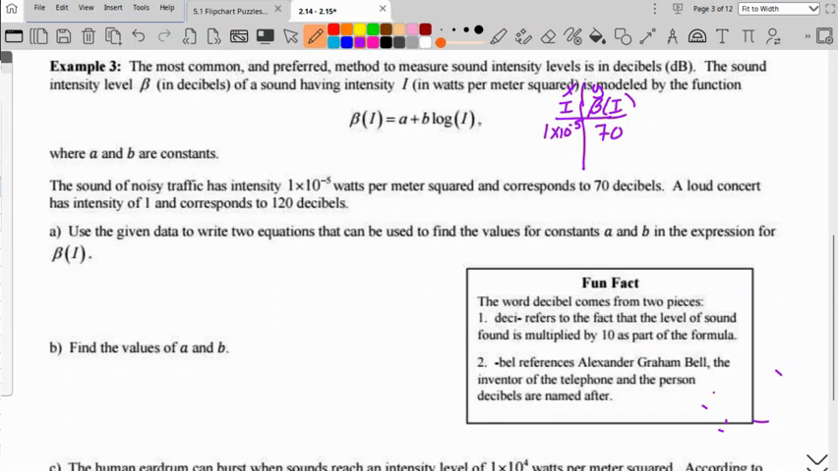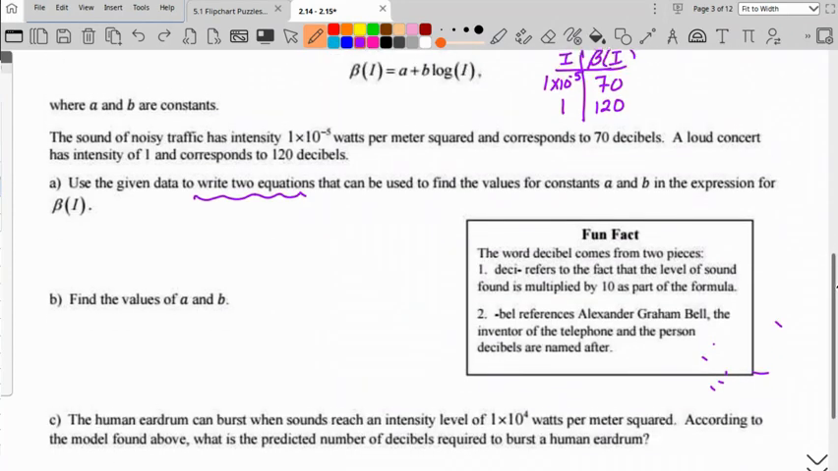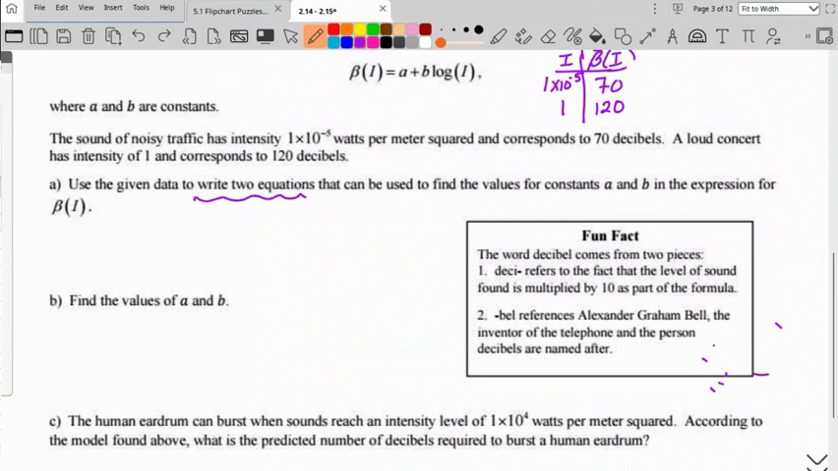A loud concert has an intensity of 1, and it corresponds to 120 decibels. Okay. Use the given data to write 2 equations that can be used to find the values of constants A and B in the expression D of I, and then find those values. Okay, so we're going to get a little bit more practice with this, so let's go ahead and do that. So our 2 equations are going to be our 2 data points.